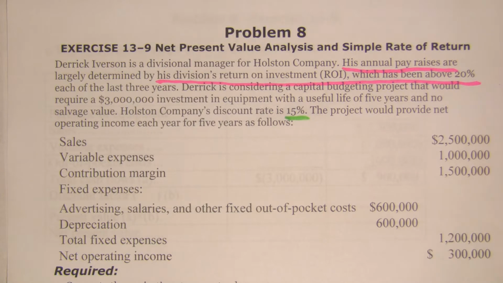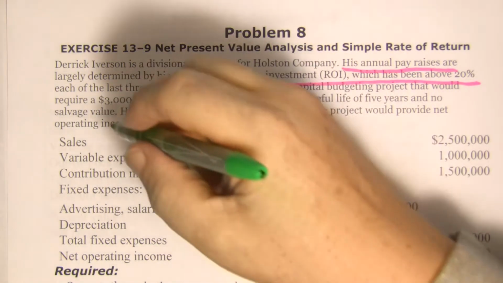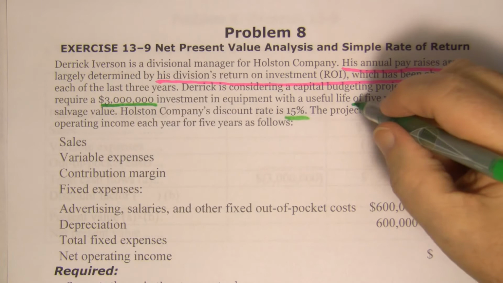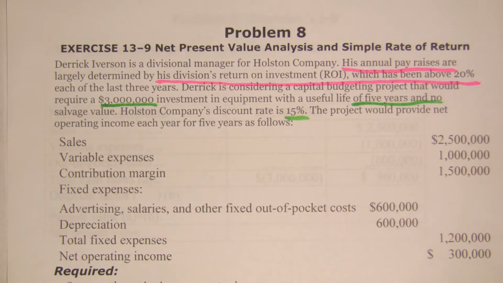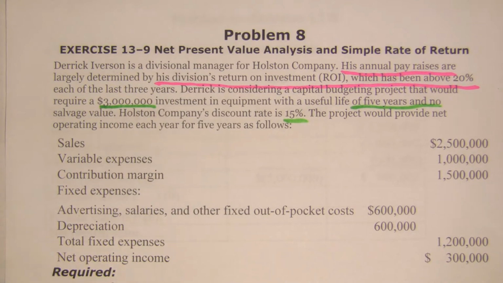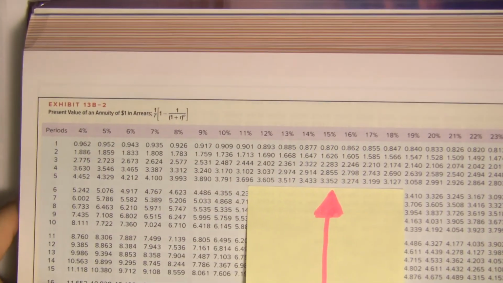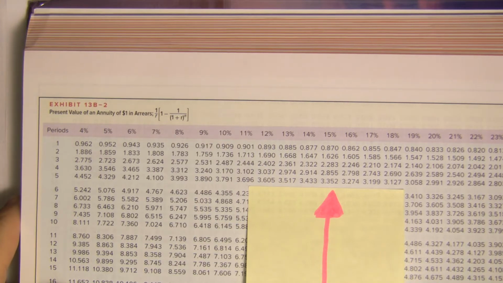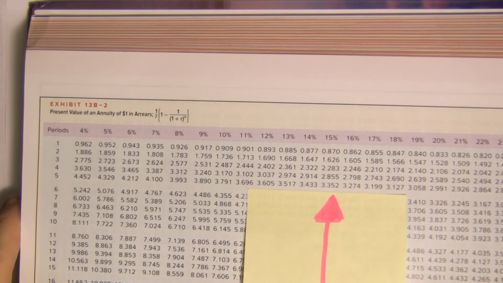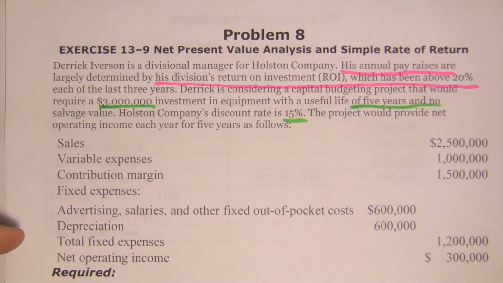And what we have to do is we have to be prepared to put out $3 million now, 5-year life, so it's an annuity, and no salvage value. So we're going to have a regular stream of cash flows for 5 years. So we're going to have to go to our handy dandy present value table. 5 years, 15%, and we come up with a factor of 3.352. That's the factor we need to value the annuities.